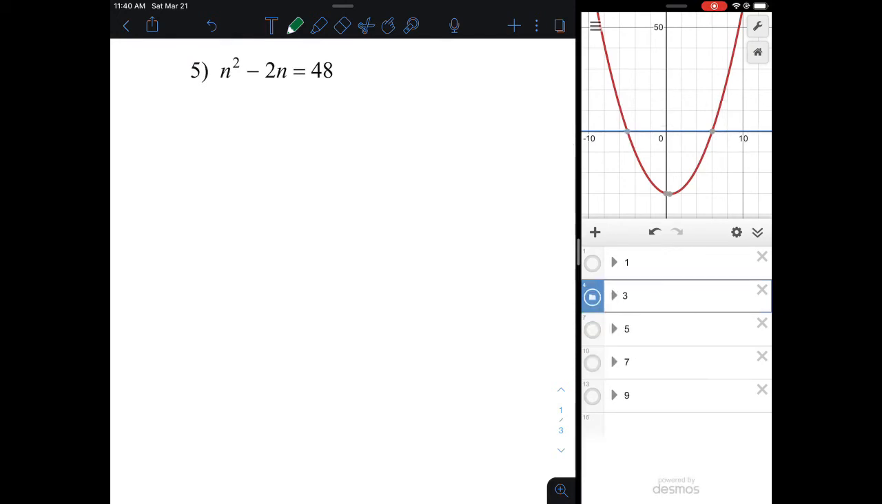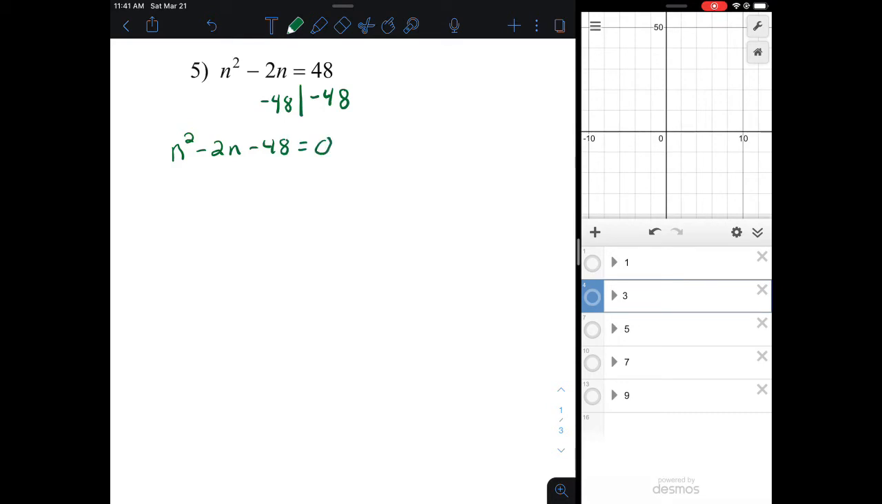All right, so number 5 here, I see I have my variable squared, my variable to the 1 power, but this time it's not set equal to 0, it's set equal to 48. And so in order to solve this by factoring, I need to get one side of the equation equal to 0. So I have to move the 48 to the left-hand side here. I need to get everything on the same side. So I do that, and I rewrite my problem, and it becomes n squared minus 2n minus 48 is equal to 0.